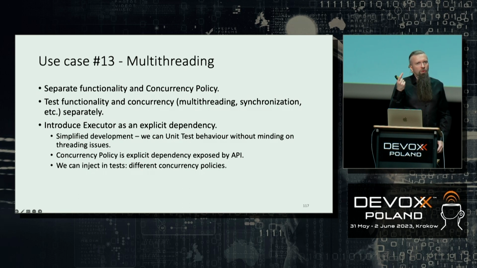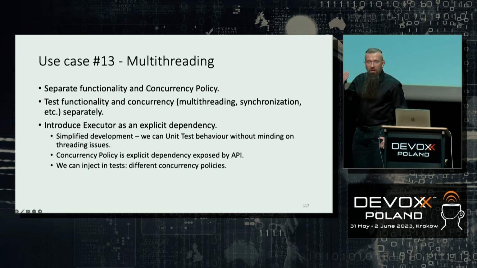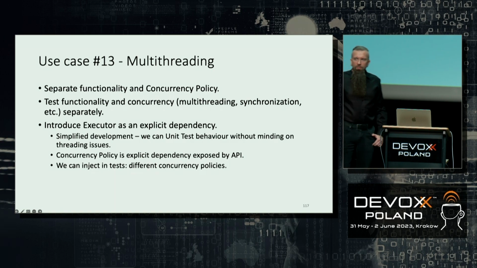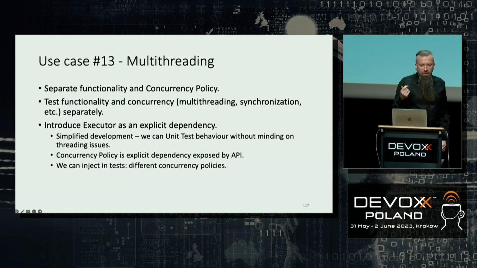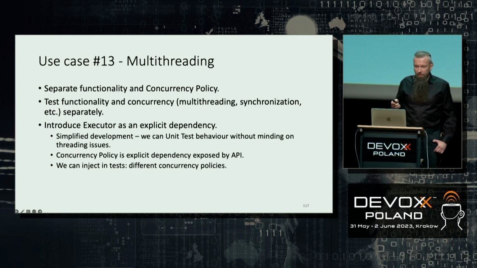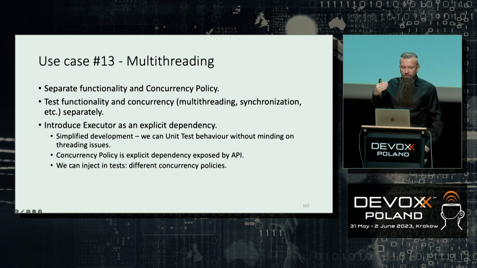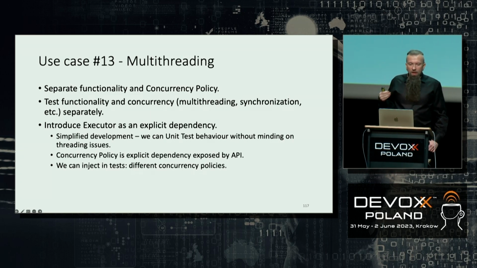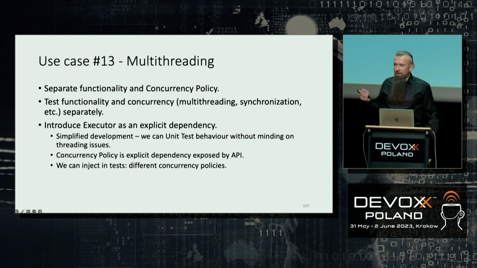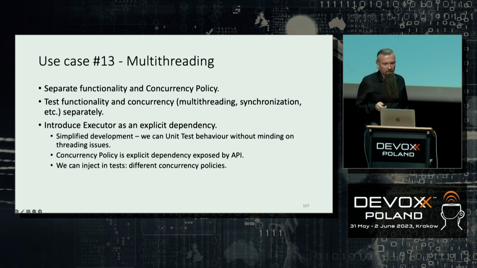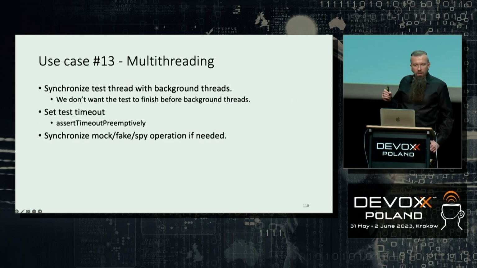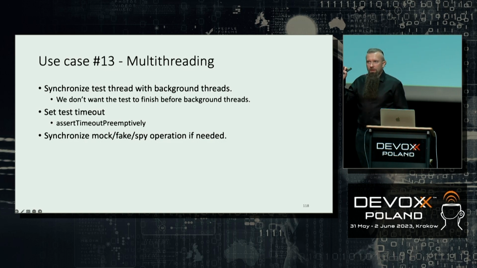The executor, in our concurrency and multi-threading environment, is a pretty big thing. So let's make it an explicit dependency in our API. This will simplify development. We can unit test behavior without minding the threading issues. Concurrency policy is an explicit dependency. It should be exposed in the API. And we can inject different concurrency policies in tests, exactly as we just injected different fault tolerance policies.